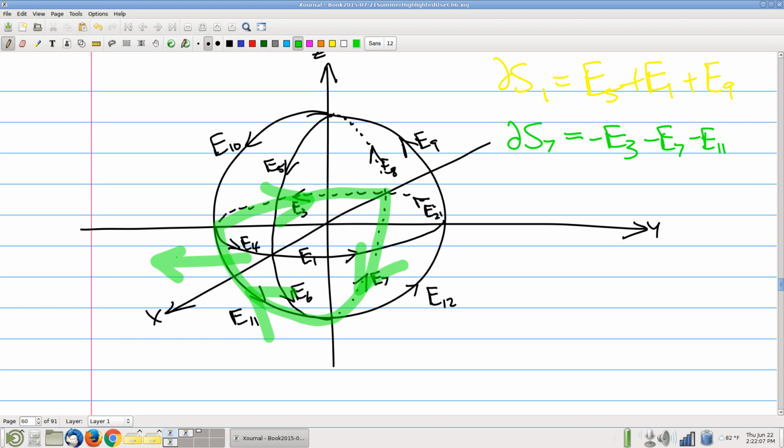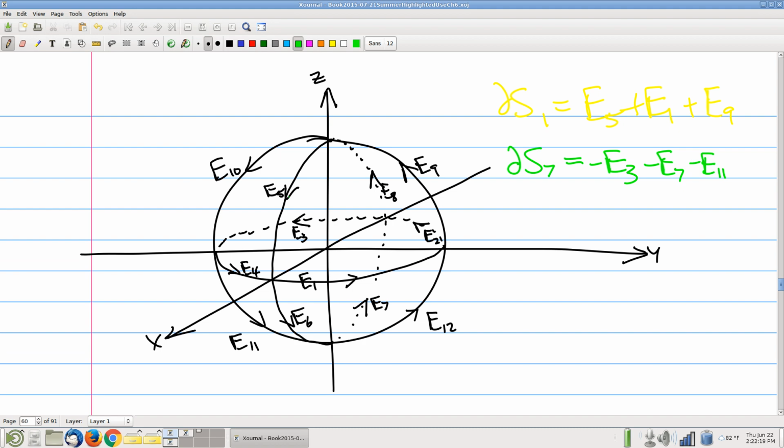Oh, let me clean up my mess again. Okay, how am I going to erase this without messing up my picture? Very carefully. There we go.